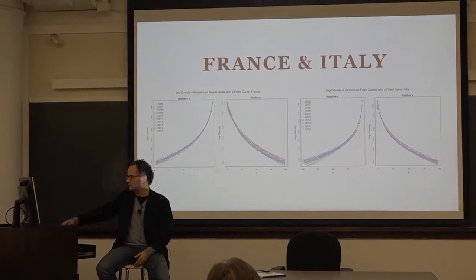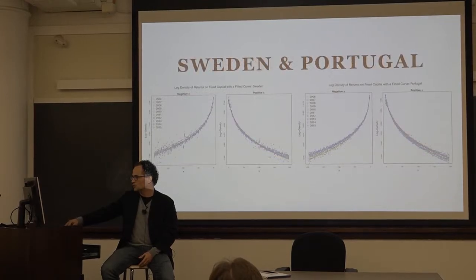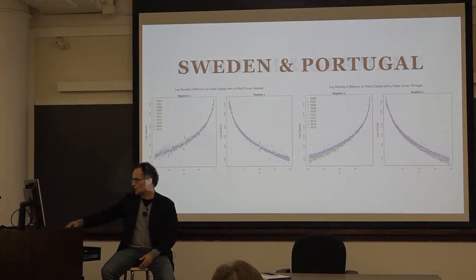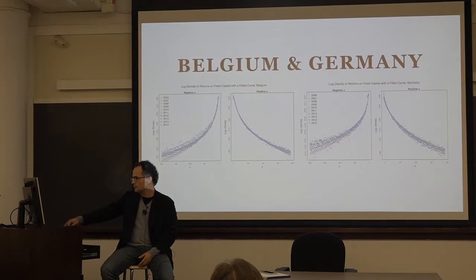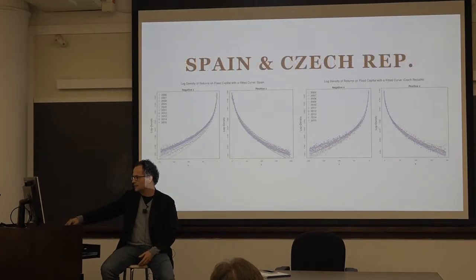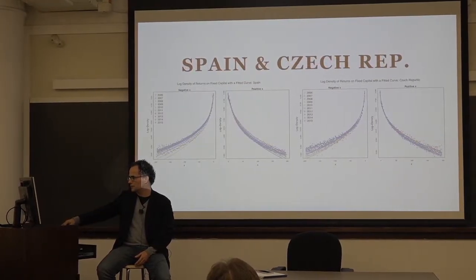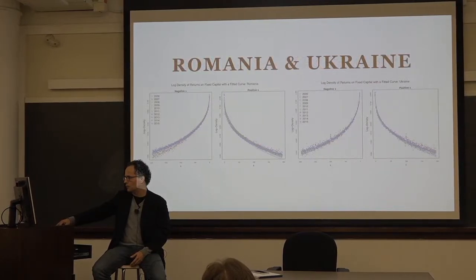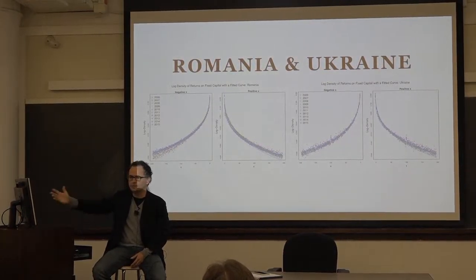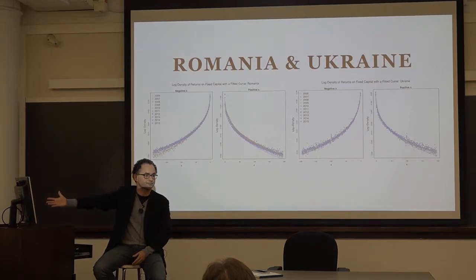France and Italy, Sweden and Portugal, Belgium and Germany, Spain and the Czech Republic, and Romania and the Ukraine, and there's 10 other countries, but the graphs all kind of look like this. Okay?